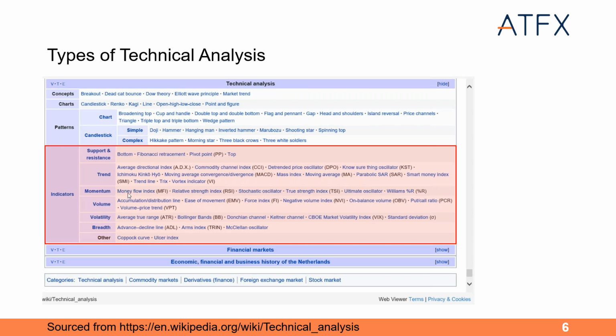We have got volume indicators as well, all of these things here which are used to analyze the volume in the market. Volatility indicators, so average true range, Bollinger Bands, etc. These are used to determine the volatility in the market. We have breadth indicators, so all kinds of different indicators that we can use.